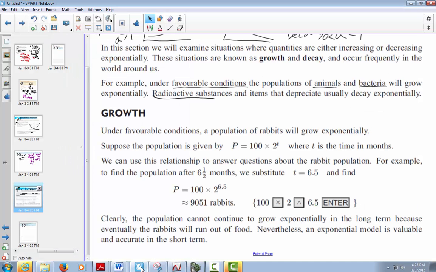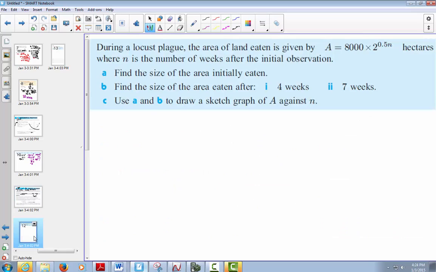Now, that's as easy as using the calculator. Clearly, the population cannot continue to grow that way. We will represent it using the function that's shown here, but eventually over time it will flatten out. But that curve will be like this, like that.